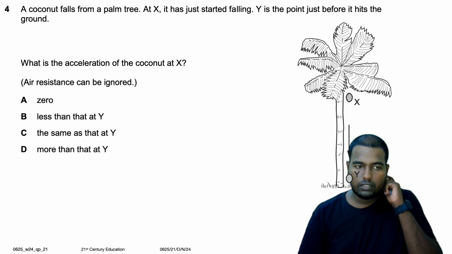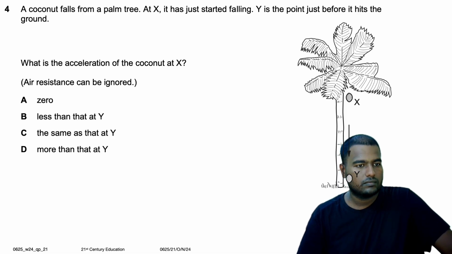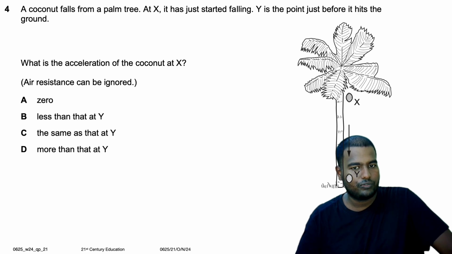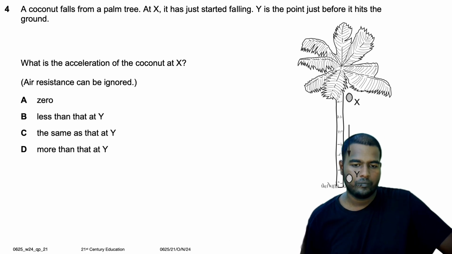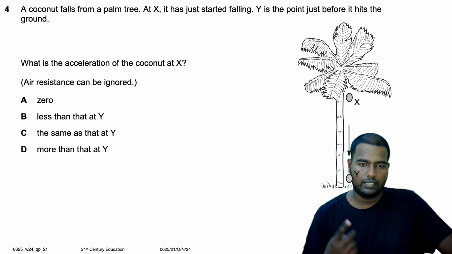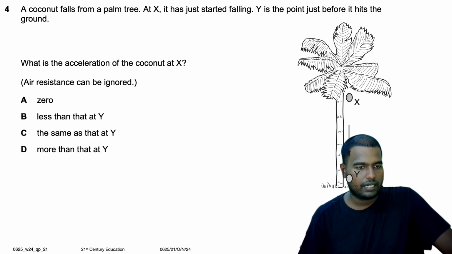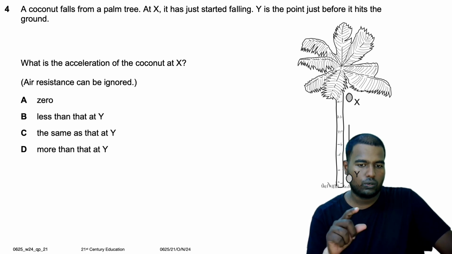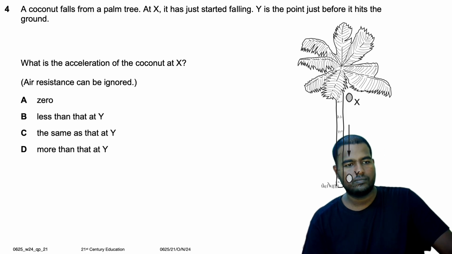A coconut falls from a palm tree at X. It has just started falling. Y is the point just before it hits the ground. What is the acceleration of the coconut at X? Air resistance can be ignored. Okay. So there are 2 points, X and Y. X being near top and Y being near bottom. They are asking what is the acceleration of the coconut. Options are less than Y, same as Y, more than Y. So near the surface of the earth, acceleration is constant because compared to the diameter and radius of the earth, this palm tree height is negligible. So it's the same as at Y.